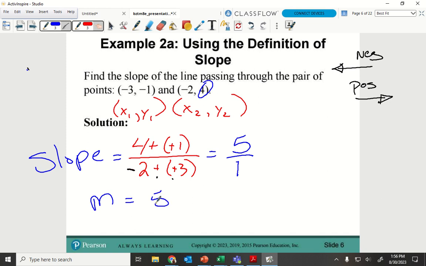So my slope is going to be 5, but if I were to write this as rise over run, my rise, so that means it goes up 5 and right 1.